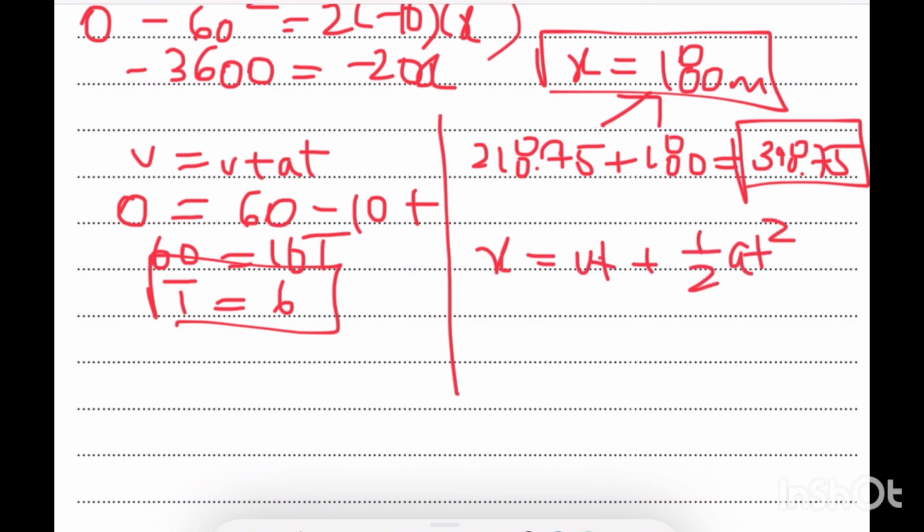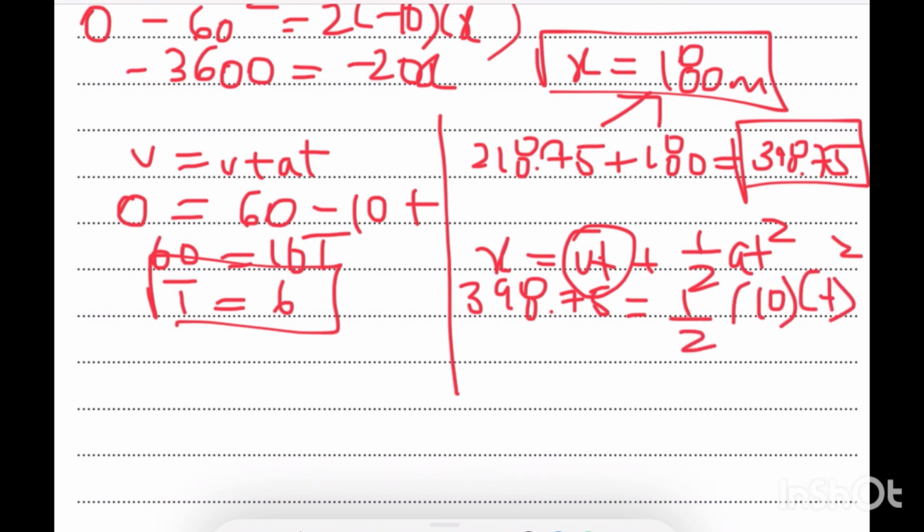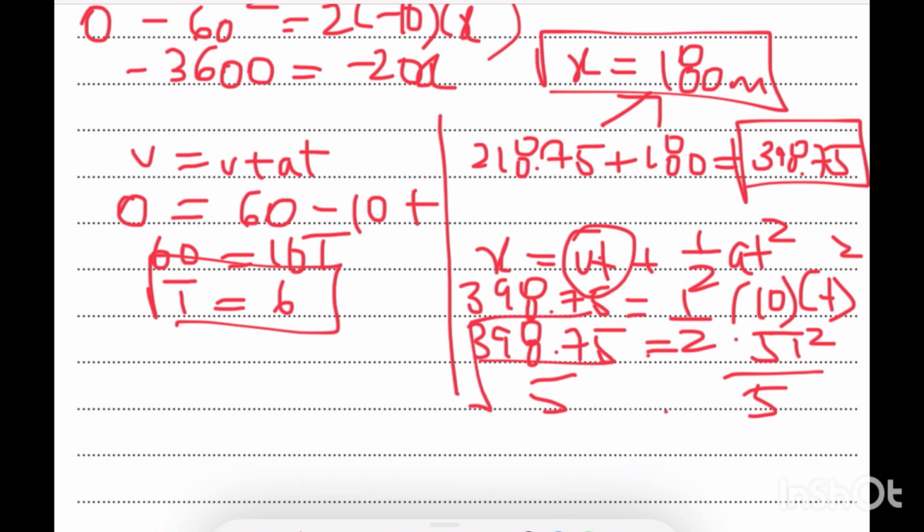So x is 398.75. It starts from the top when its velocity is 0, so this entire thing becomes 0. And since it is moving downwards, now its acceleration is 10, and this becomes t squared. 398.75 is equal to 5t squared. Dividing 5 on both sides and then taking the square root on both sides, we get t is equal to 8.93 seconds.